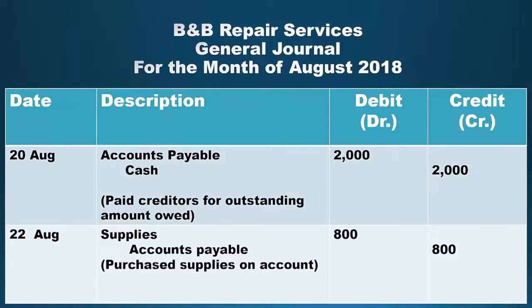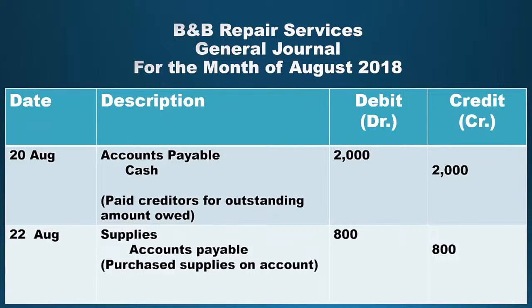Step 3. How do we record it? To record this, we debit accounts payable for $2,000 to reflect the reduction in the liability. Credit cash for $2,000 to show the decrease in money. The narrative for this entry is paid creditors for outstanding amounts owed. August 22nd, purchasing supplies on account.